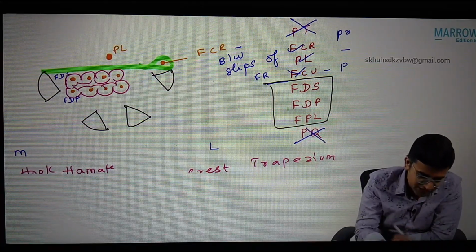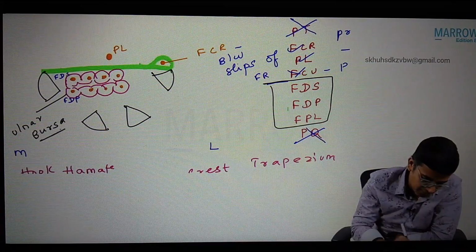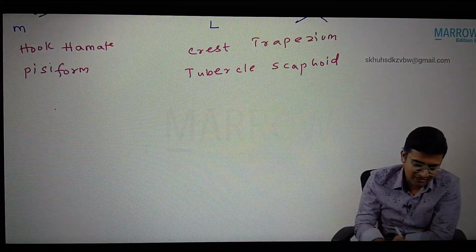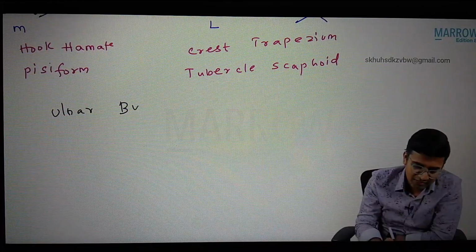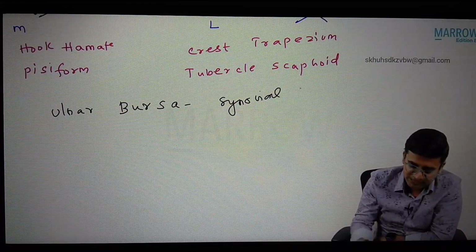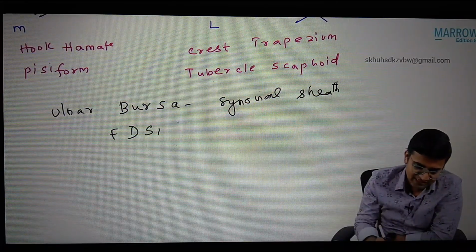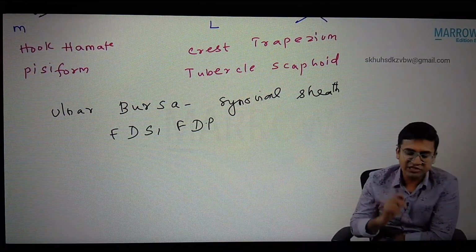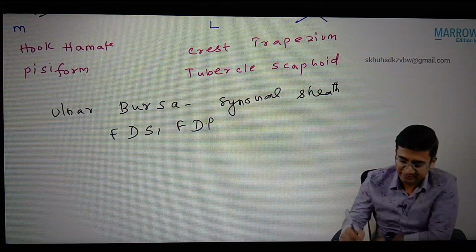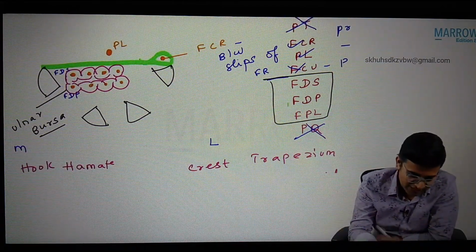So the synovial sheath is called ulnar bursa. Okay, so please write, what is ulnar bursa? Ulnar bursa is the synovial sheath. It is the synovial sheath for FDS and FDP, a common synovial sheath for FDS and FDP. Okay, right. Next, flexor pollicis longus.